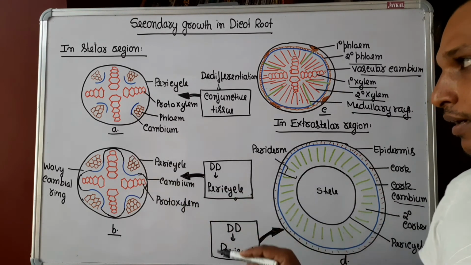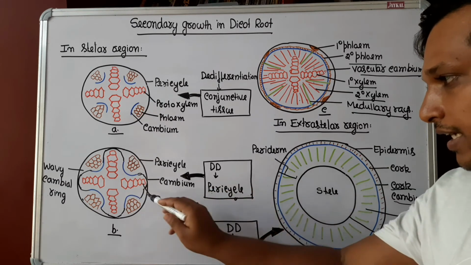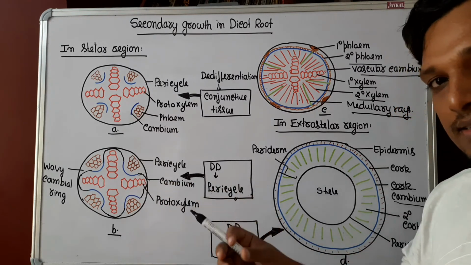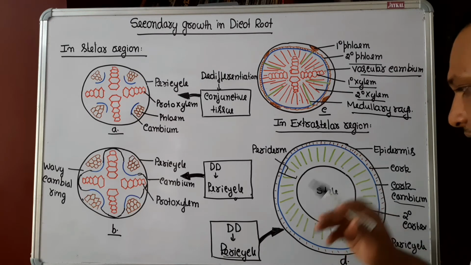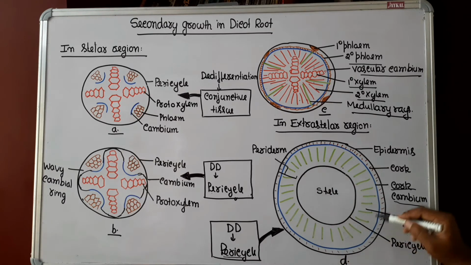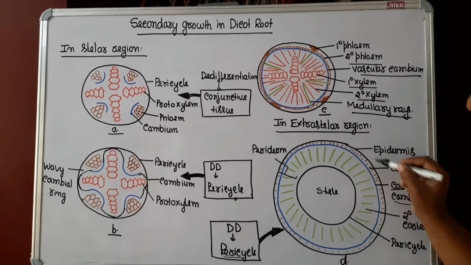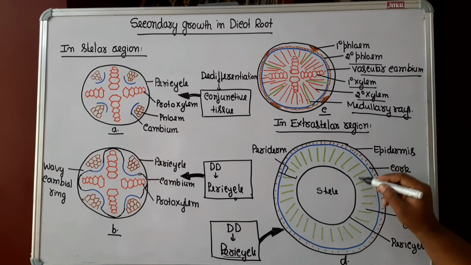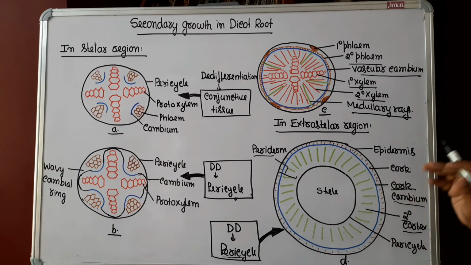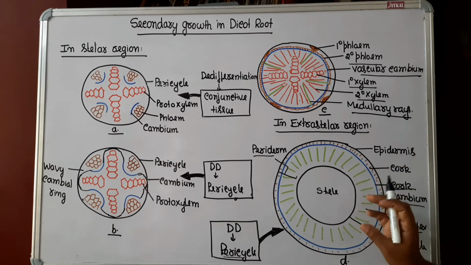So the difference in stele and extrastele region is, in stellar region only cells lying opposite to the protoxylem, that means minor part of pericycle, is involved in cambial ring formation, whereas in the extrastellar region major part of pericycle cells are involved in the formation of cambial ring. It cuts off cells towards the outer side, that will develop into cork, and cuts off cells towards the inner side, that will develop into secondary cortex. Together cork cambium and secondary cortex is called periderm. So there is formation of a periderm, and increase in width in the extrastellar region takes place.